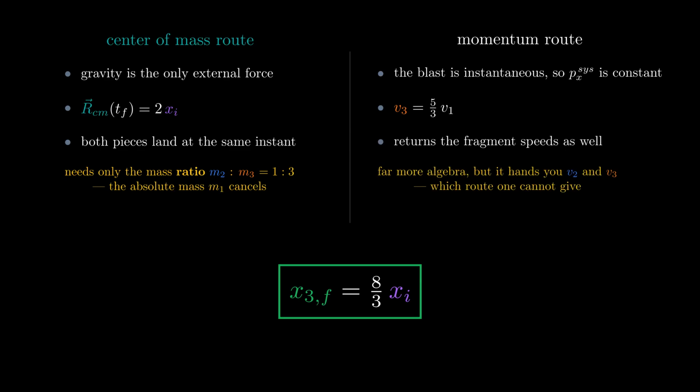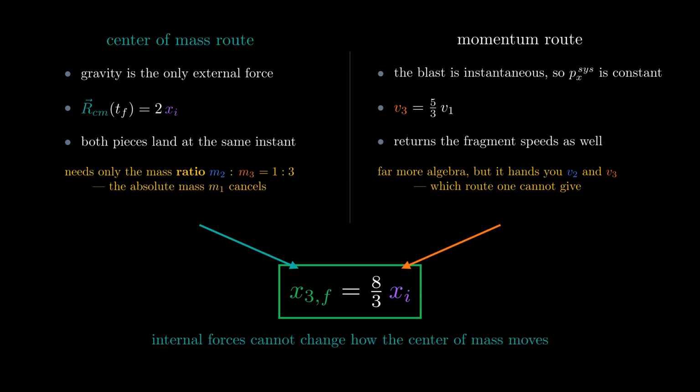Had the question asked how fast the large piece was traveling when it struck, method 1 would have been useless, so the habit worth carrying away is this. Look first for a quantity the internal forces cannot touch. Explosions, collisions, and recoil are driven by internal forces, which can never change how the center of mass moves, and that alone is often the whole solution.